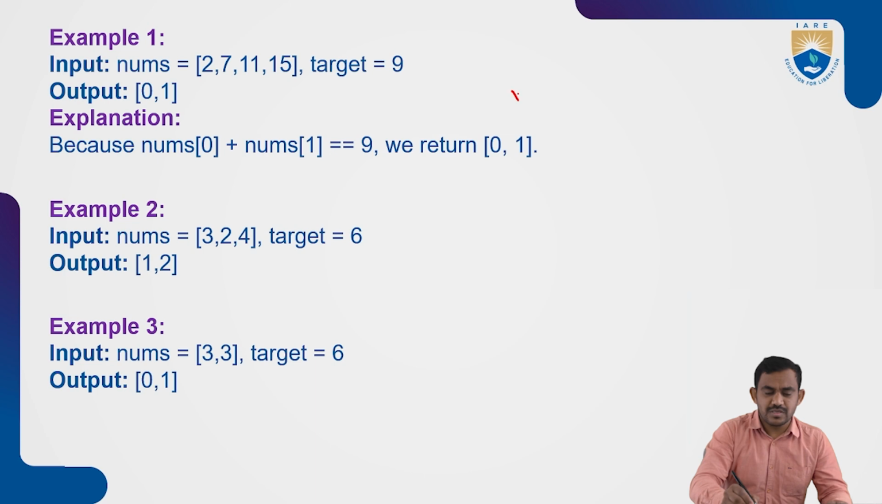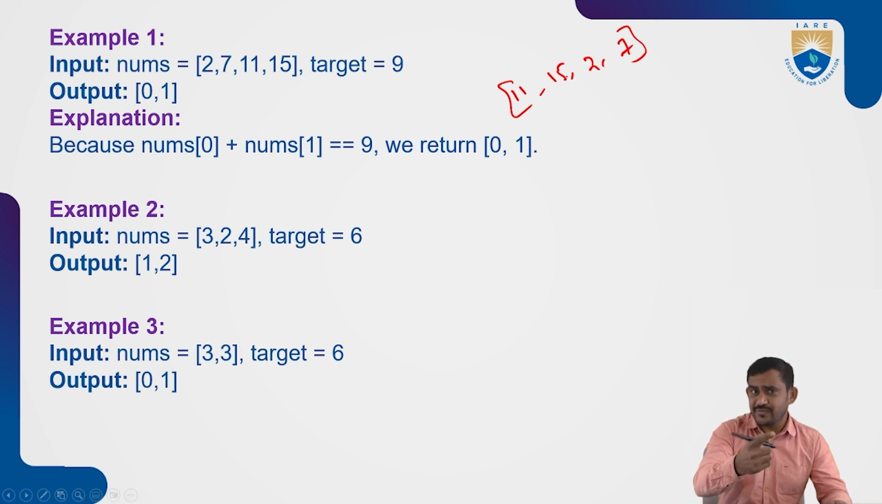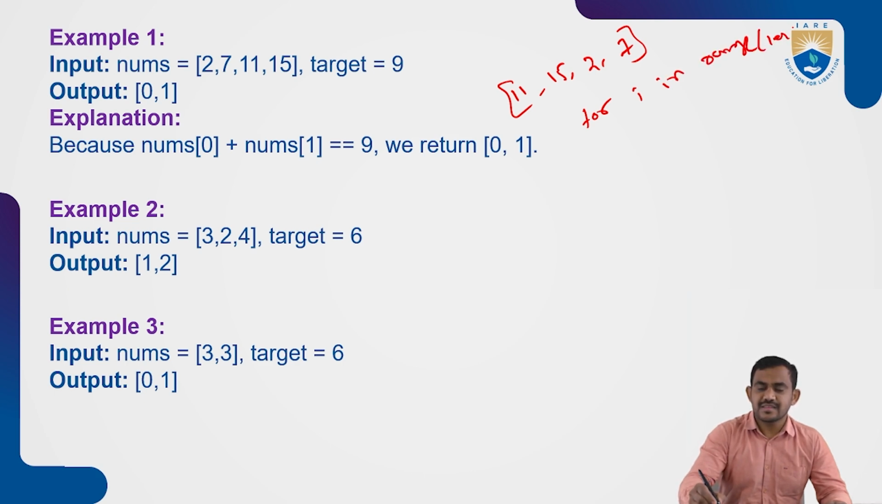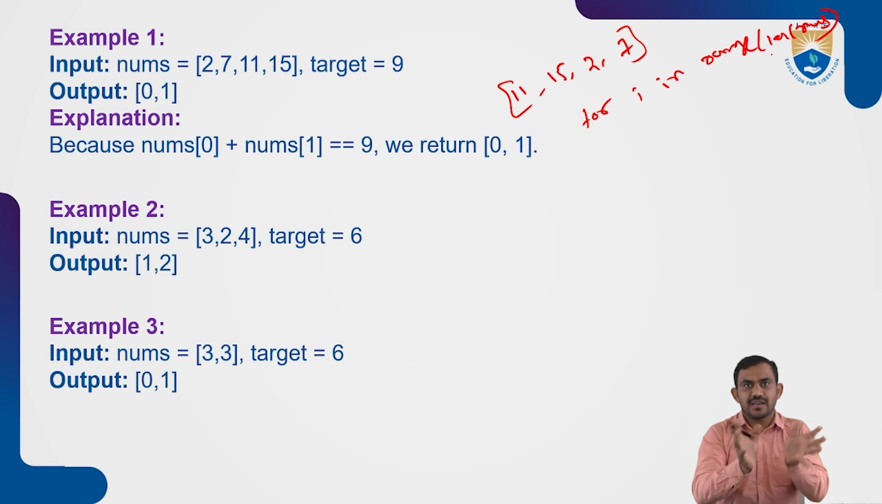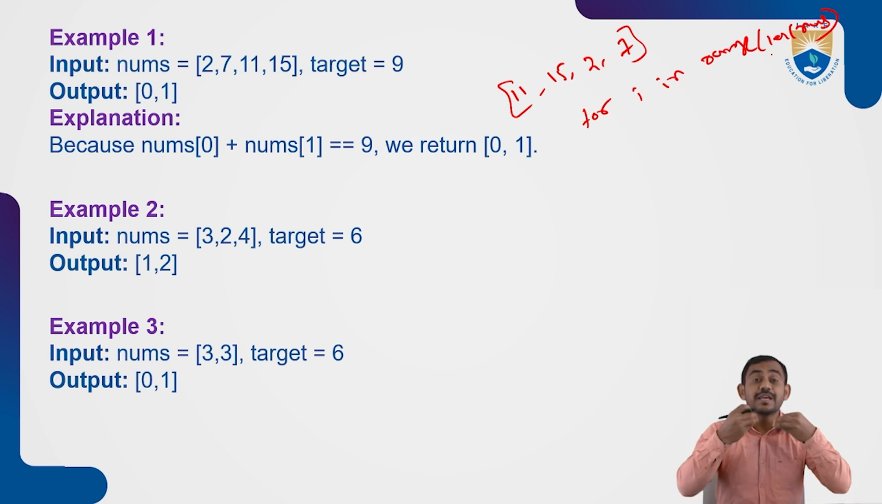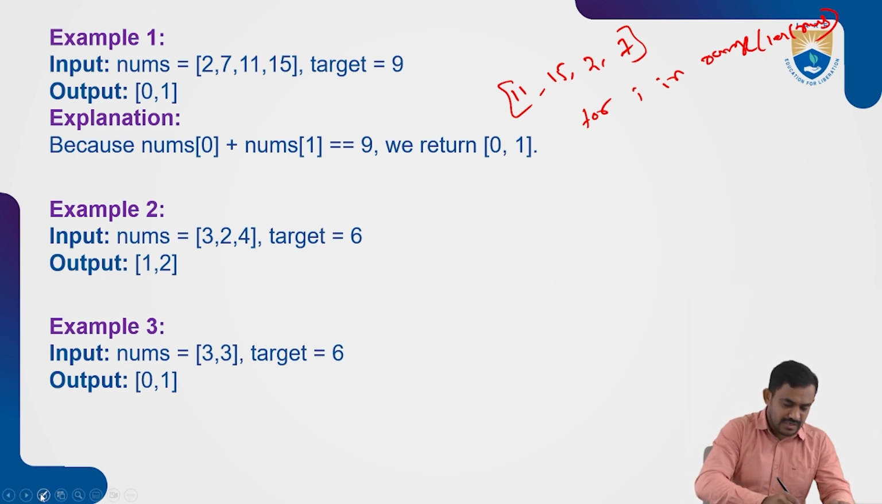Same, suppose 11, 15, 2, 7. So any numbers, no problem for that. But we need some logic. I said like for: first, for i in range of length of nums. This is your first logic. So why this first logic? Guys, just follow me, you'll get some idea.